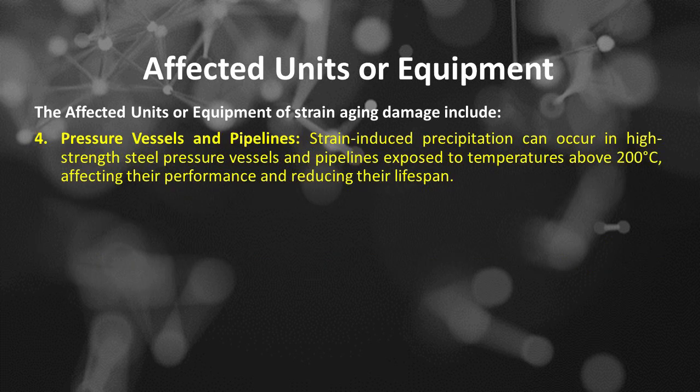Number 4 is pressure vessels and pipelines. Strain-induced precipitation can occur in high-strength steel pressure vessels and pipelines exposed to temperatures above 200 degrees Celsius, affecting their performance and reducing their lifespan.